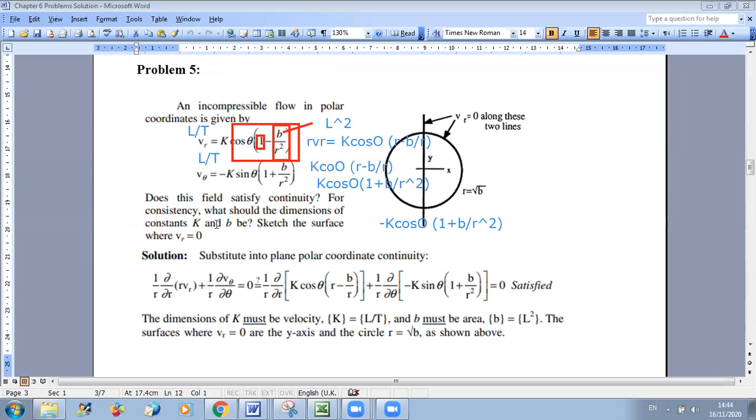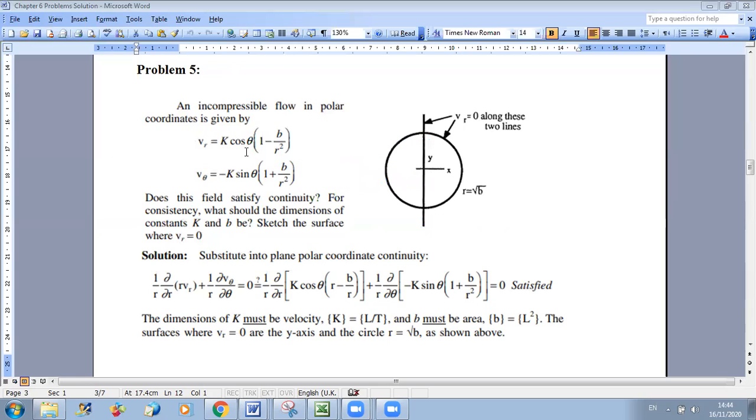And the final question is to sketch the surface where VR is 0. The surface corresponding to VR equal to 0. This is the expression of VR. If I put it equal to 0, what can be obtained? I have two possibilities: either cosine theta equal to 0, this is the first possibility, or 1 minus B over R squared equal to 0. So the first equation, cosine theta equals 0, will give me that theta is equal to 90 degrees. And the second condition will give me that R is equal to radical B.